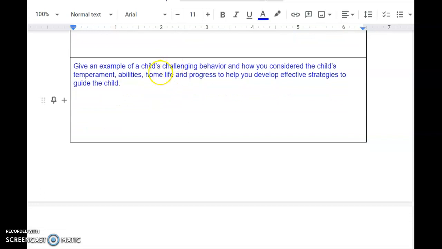Next one. Give an example of a challenging behavior, how you considered the child's temperament, so his personality, how you've considered maybe his abilities, home life, and then how did you develop strategies from there? Okay, so now they're asking, taking into consideration a child's personality, maybe his abilities or not abilities, home life situation, how did you decide how to move forward in guiding a child's behavior? So this would be a different type of way of looking at behaviors.